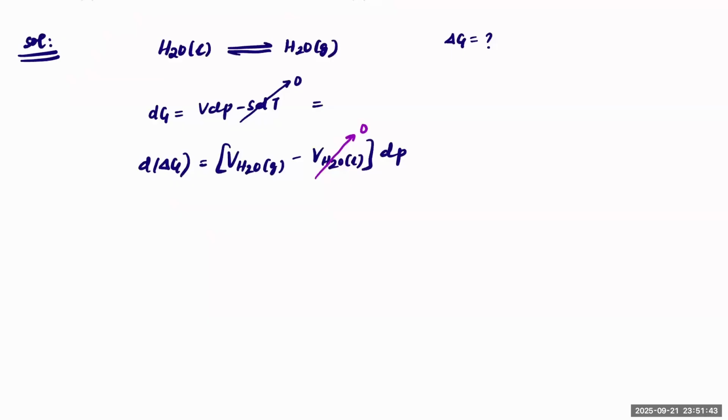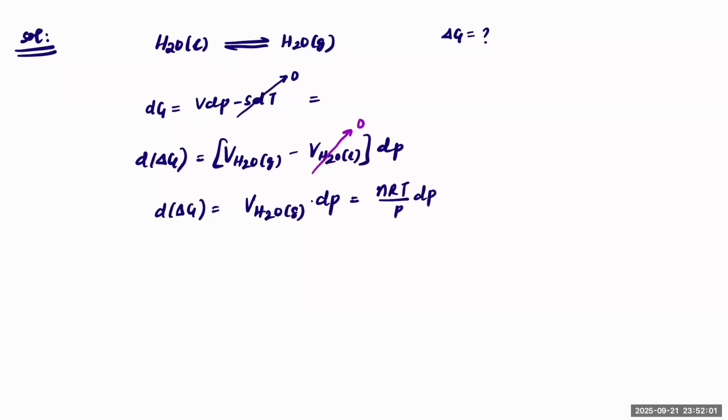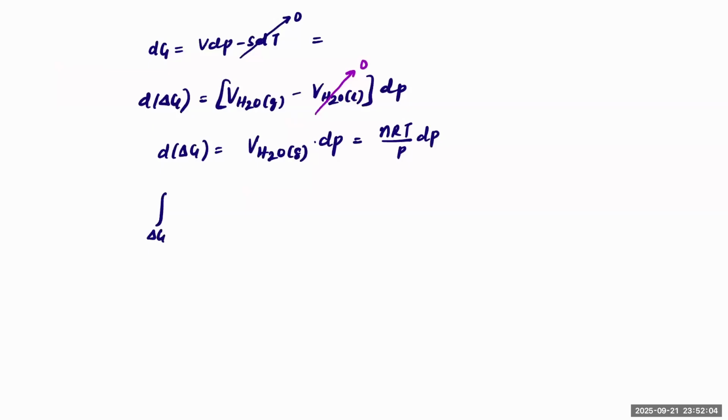So therefore, I could write this as d of delta G will be equal to volume of H2O in gaseous state into dP. Now this can be considered like an ideal gas and you can write it as nRT by P dP. Now integrate them on both sides. So delta G1 to delta G2 here, correct? If you integrate that, you will get delta G of the reaction, which is equal to integral P1 to P2 of nRT by P dP.